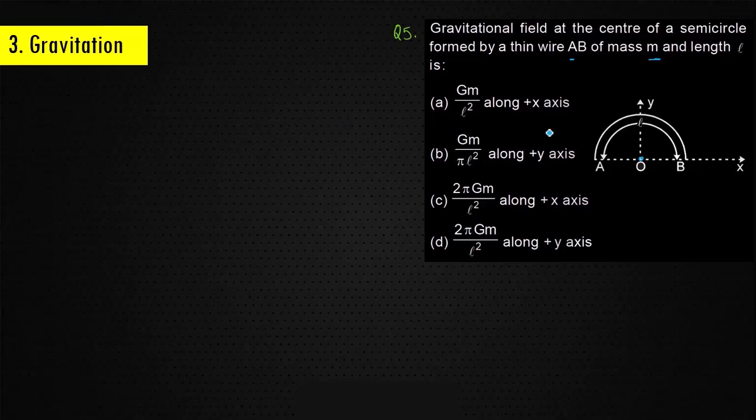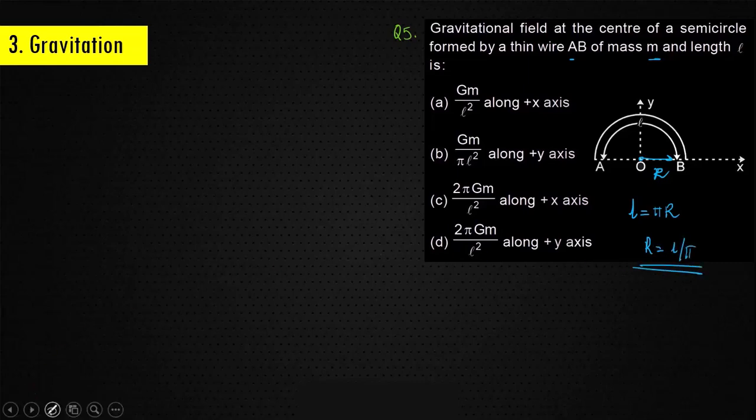Field at point O. First of all, the total mass of the ring is given as m, and the length is given as L. So I can write L equals pi times capital R, where R is the radius of the semicircle. From that I get the expression for R: R equals L by pi.